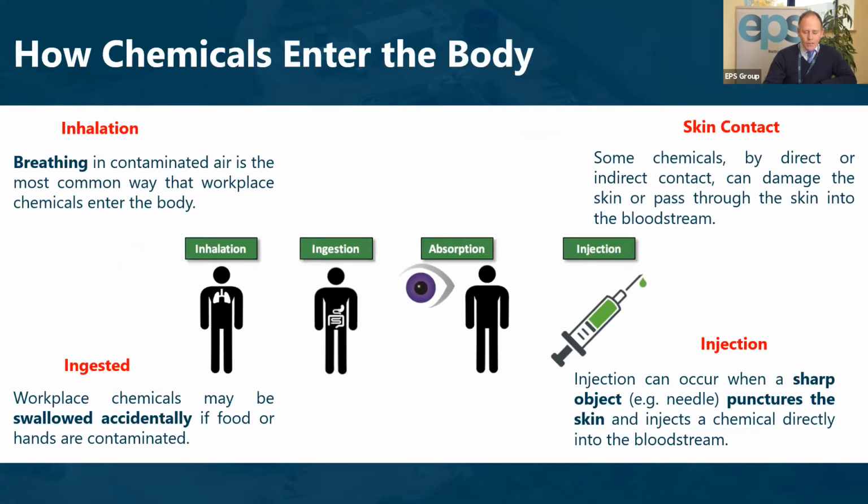How do these hazardous substances enter our bodies? There are 4 main routes into the human body. Okay, the first one is inhalation, by breathing in contaminated air. That's the most common one. Second one is ingestion, that's swallowing it. The third is absorption, where your skin isn't a fully sealed barrier, so it's a permeable membrane. And some substances can pass through the human skin. And the fourth is by injection, where a sharp object like a needle punctures the skin and injects a chemical directly into the bloodstream.